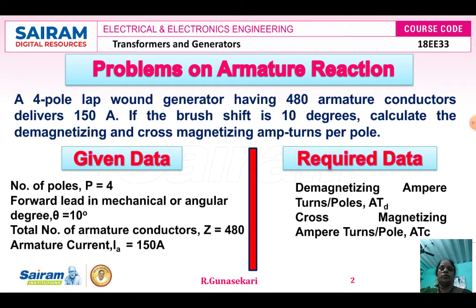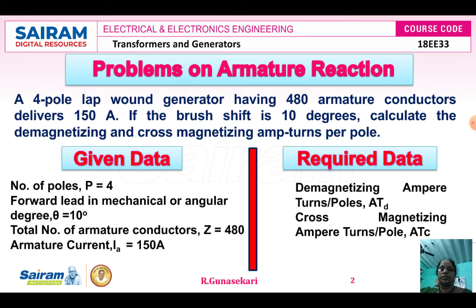From the problem, first we write down the given data and required data. Then we can easily solve for the required data by using the formula. First, given data. Number of poles P equal to 4. Forward lead in mechanical or angular degree, represented by theta, is equal to 10 degrees. The total number of armature conductors, represented by Z, is equal to 480.